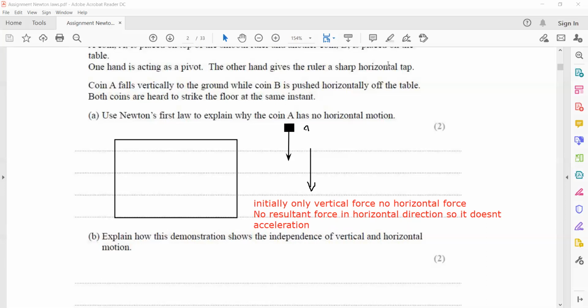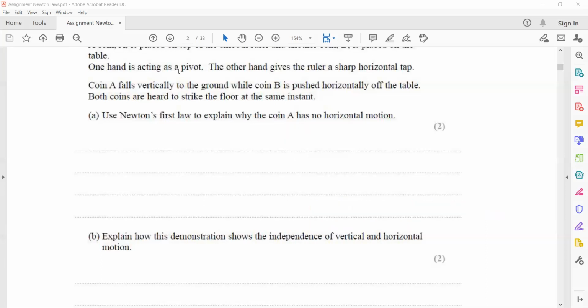Then for the second one, explain how this demonstration shows independence of vertical and horizontal motion. So basically what happened: two coins, one was placed on the ruler, another coin was placed on the table. When you move the scale, one coin will have both horizontal and vertical motion, another one only vertical.